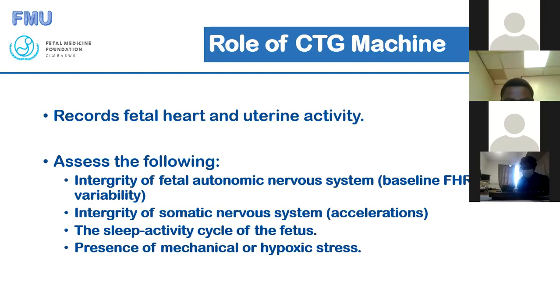So it assesses the following parameters. It assesses the integrity of the fetal autonomic nervous system when we check the baseline fetal heart rate and variability. We are assessing the baby's autonomic nervous system, the ability of the baby to respond to stressful situations. When you check for accelerations, you are assessing the integrity of the somatic nervous system. Fetal movements are the ones that stimulate the accelerations. We can also assess the sleep activity cycle of the fetus if we are doing continuous monitoring. Then we can also predict the presence of mechanical or hypoxic stress.